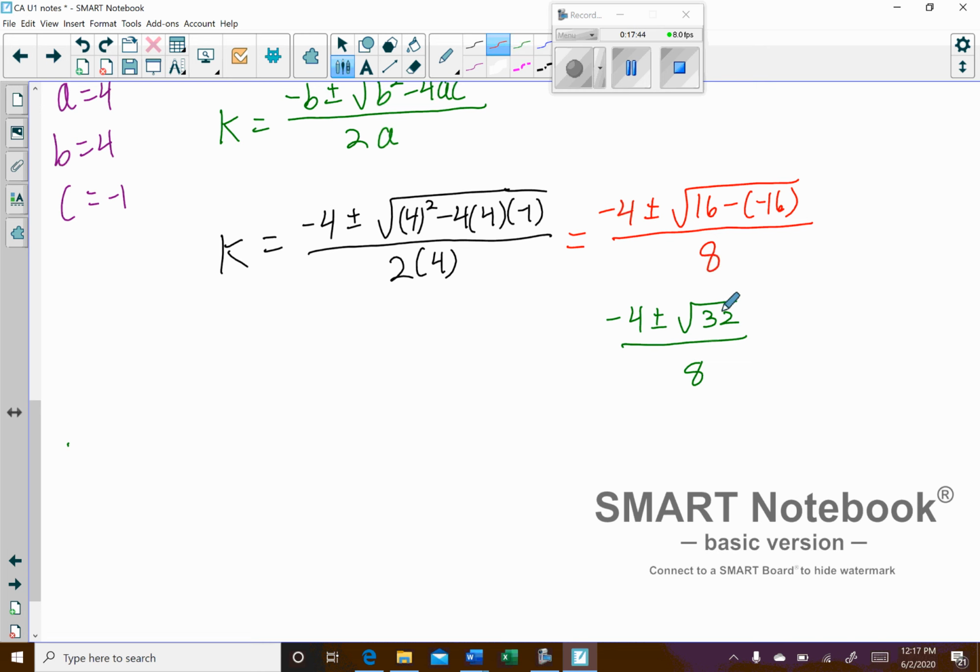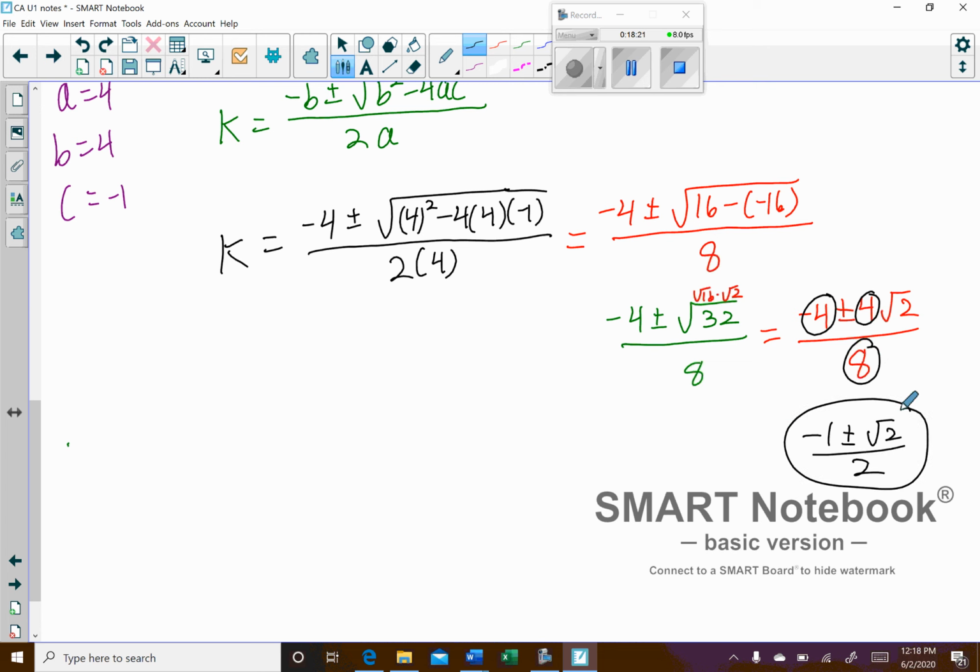And then 32, let's see, we can break that up into the square root of 16 times the square root of 2. And so the square root of 16 becomes 4. And then we have the square root of 2 still there, all over 8. So that's just the square root of 32 simplified right there. Okay, then we look at our 3 numbers and see if they all have a common divisor, and they do. It's going to be 4. So we want to divide all those by 4. So we end up with -1 plus or minus the square root of 2 all over 2. And there we go. That is our answer.